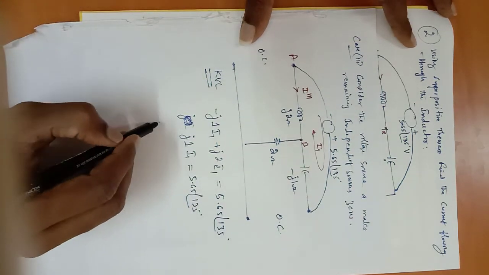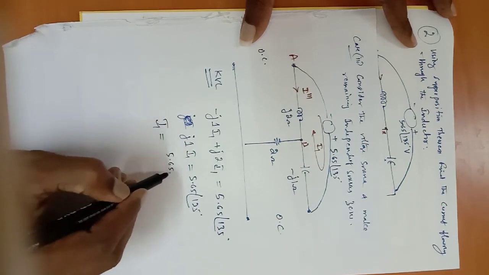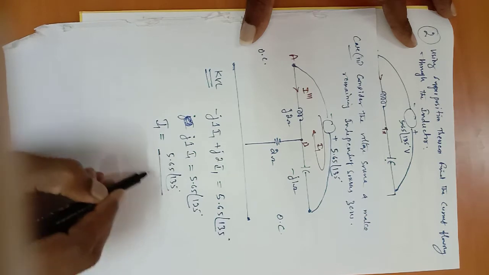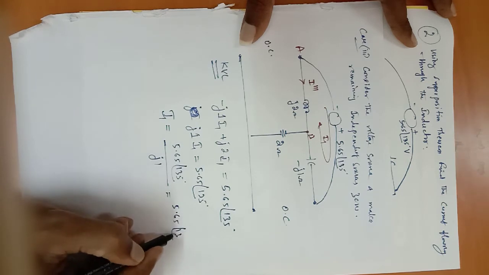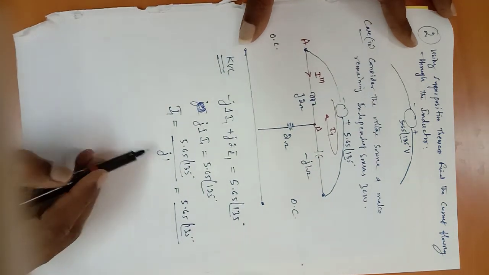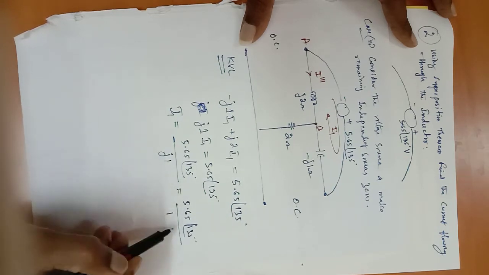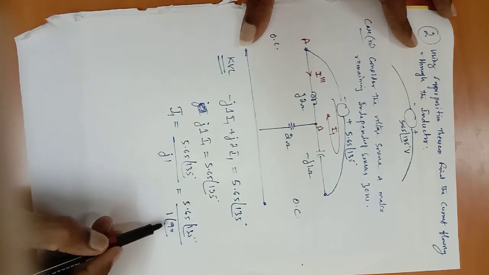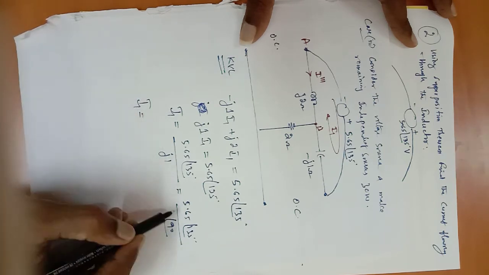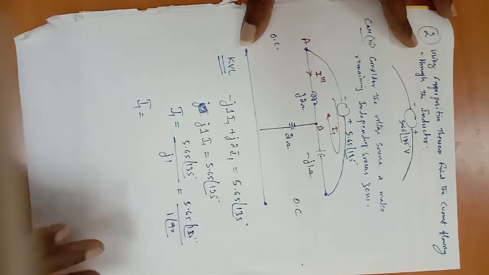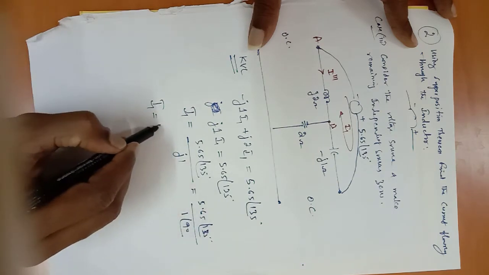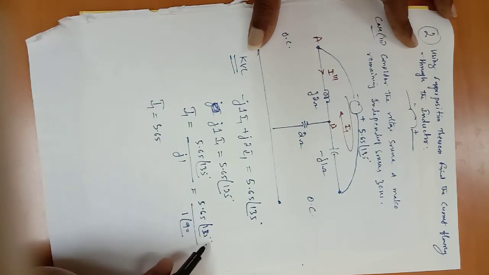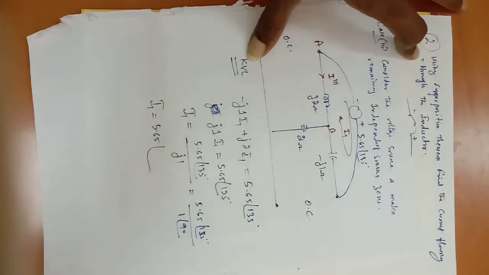What I want? I1. So I1 is equal to 5.65 at an angle 135 degree divided by J1. J means what? 90 degree, no? So I can write 1 at an angle 90 degree. This J1 can be written as 1 at an angle 90 degree. Therefore I1 is equal to, if both are in polar form, you can divide directly. 5.65 divided by 1 is 5.65. If I take angle to the numerator, you have to take with opposite sign. Therefore 135 minus 90, that is 45 degree.